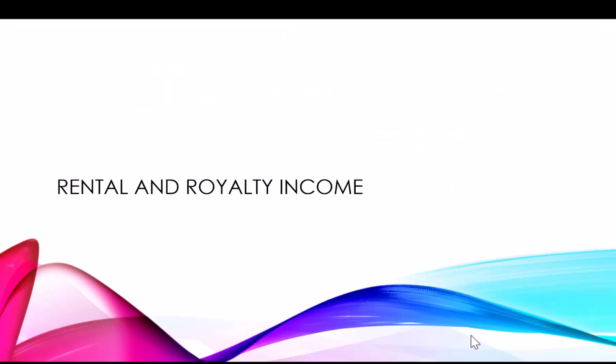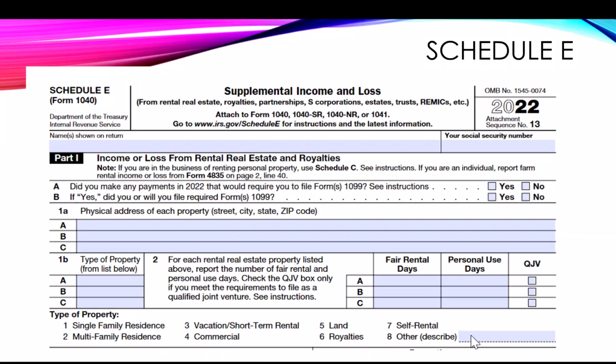Now that we've covered the various business expenses, let's also see what we can deduct with respect to our rental and royalty income. Here, rental and royalty income is reported on Schedule E. Part 1 of Schedule E covers the income or loss from rental real estate and royalties. It wants to know, what is the physical address of the property that you're generating income from, what kind of property it is, and if you used it for both rental and personal use, such as a vacation home, then it wants to know the number of days that you split between those that it was actually rented out for profit and those that you utilized it.